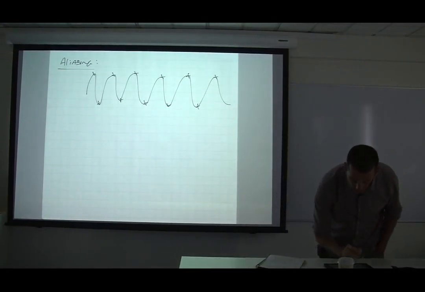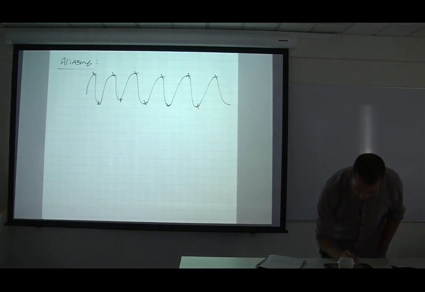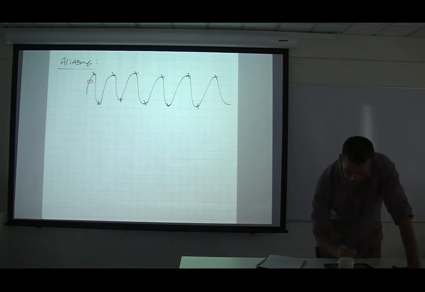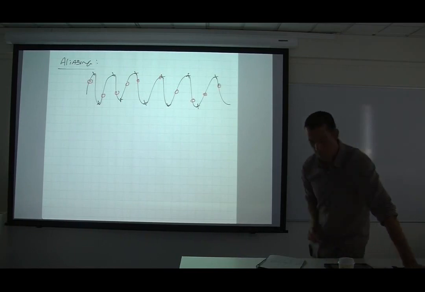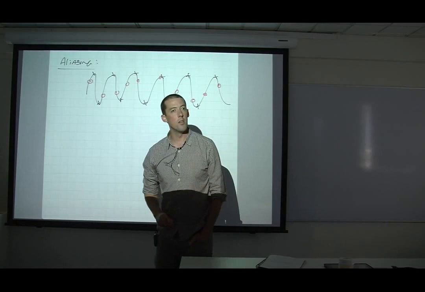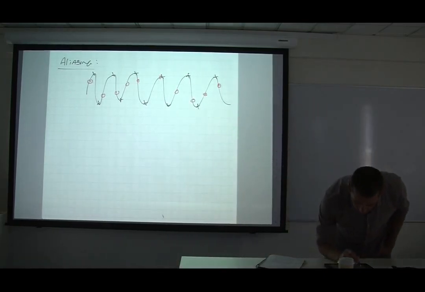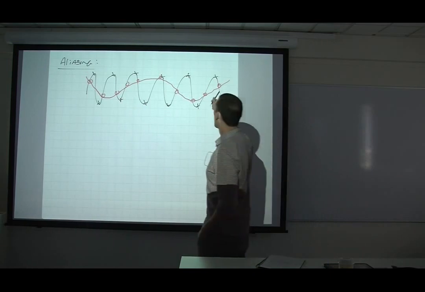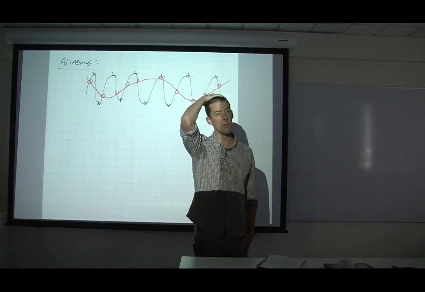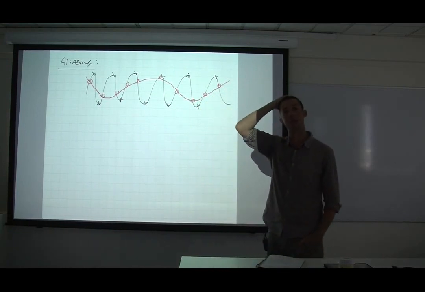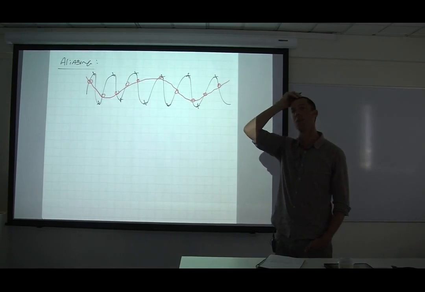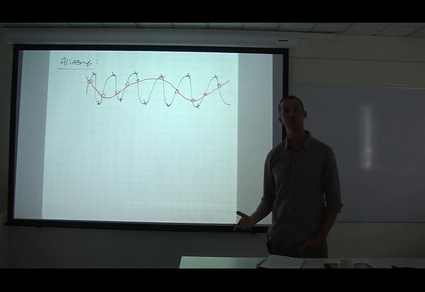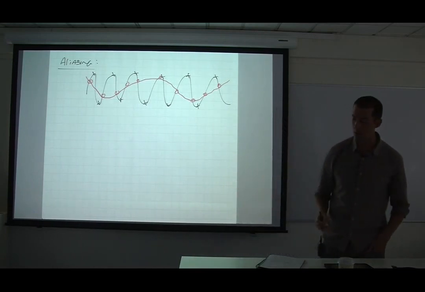The problem comes if I sample too slowly. Let's say I sample maybe here, here, here, here. If I sample at some other rate which is not fast enough, then there is a different signal which will pass through those points. So this rate that I'm sampling at is not fast enough. It's not more than twice the frequency that I'm interested in. Therefore, if I hand it to a stranger and ask them to tell me what the signal is, they'll probably fit the lowest frequency signal that goes through those points. And that is what we call aliasing. So you end up not being able to figure out what the signals were. So you've got to make sure you sample at twice the rate.